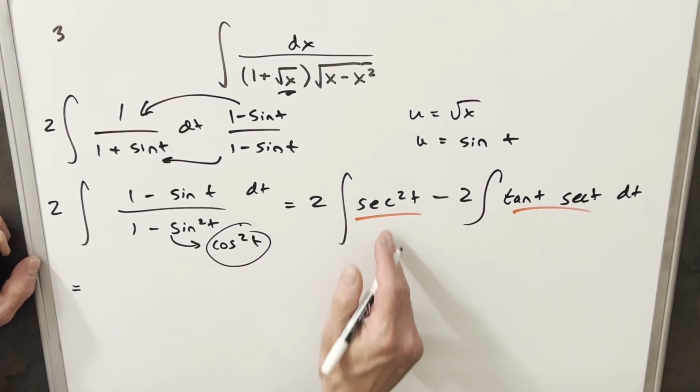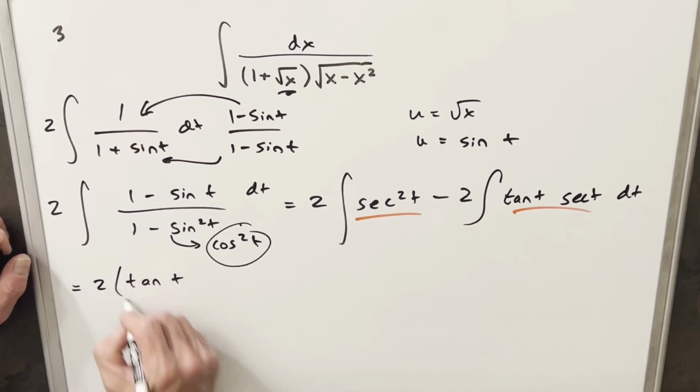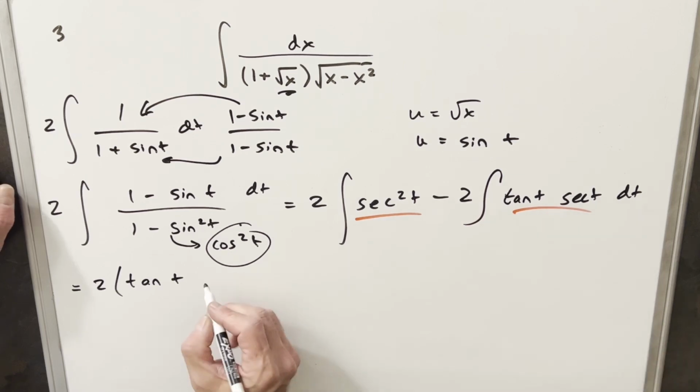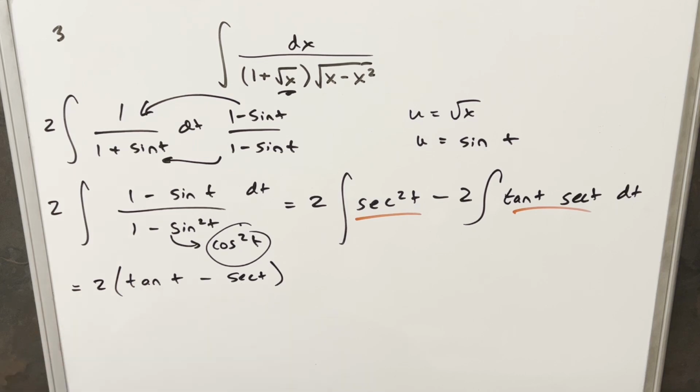So for the first one, the integral of secant squared t is going to be just tan t. I think I'm going to actually factor this 2 back out. I don't know why I multiplied it together. And then the integral of tan t secant t, well, that's just going to be secant t. And then all we have left to do to finish this off is just to back substitute.